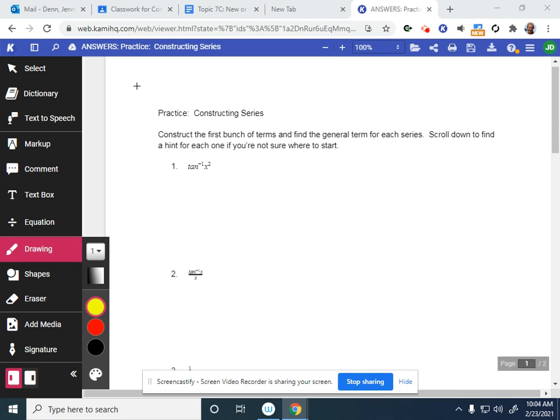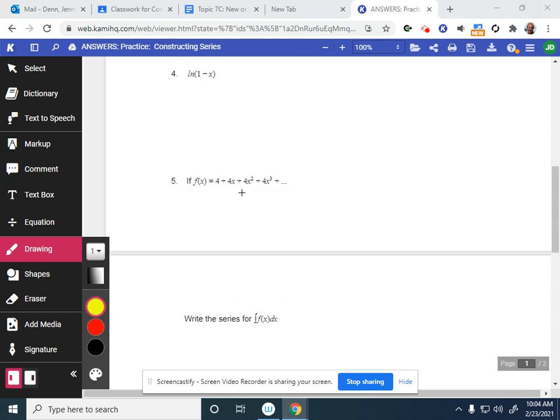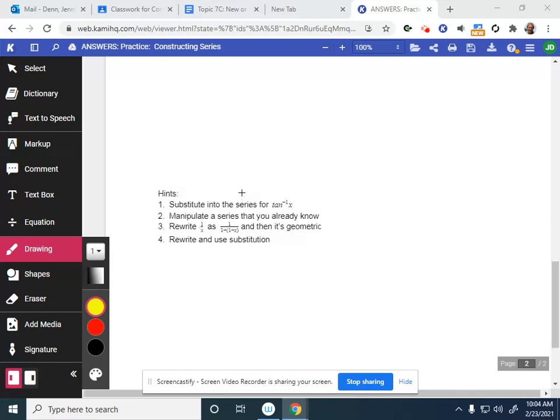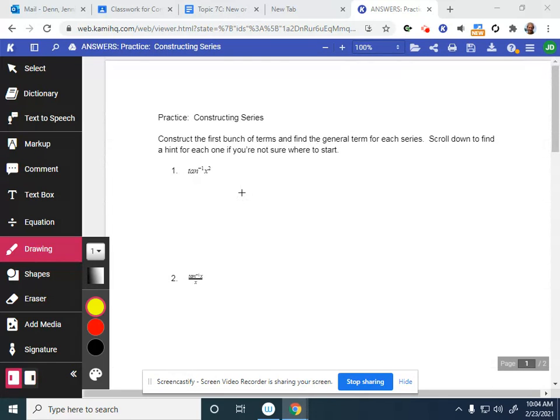All right, here is the homework. I'm going to go over it. So if you notice, when you scroll down, you would get hints. So don't look at the hints at first and see if you can start without the hint. But then if you need the hint, you get the hint.